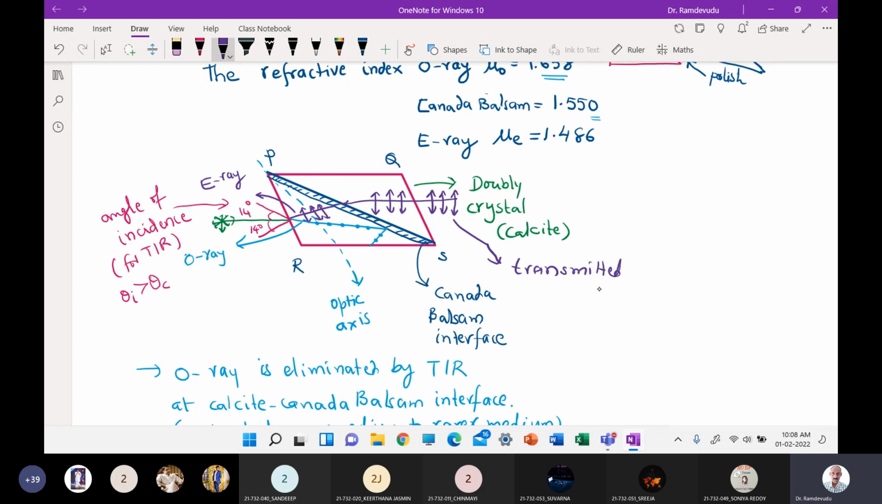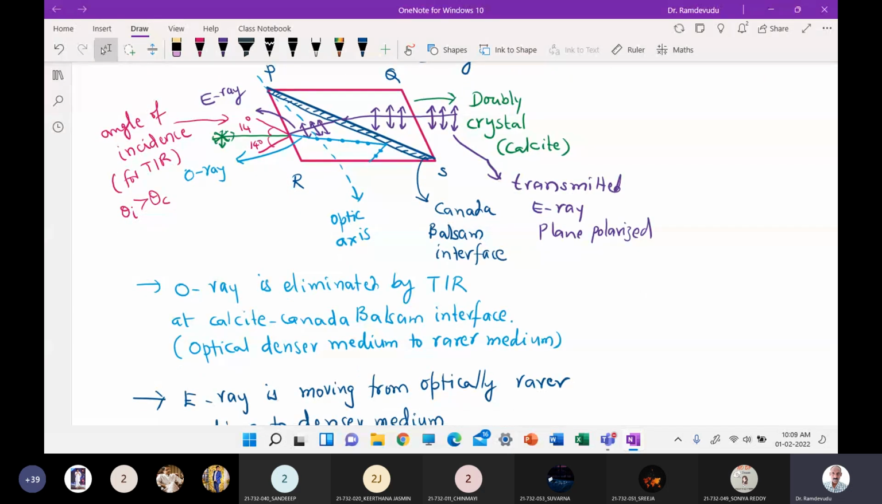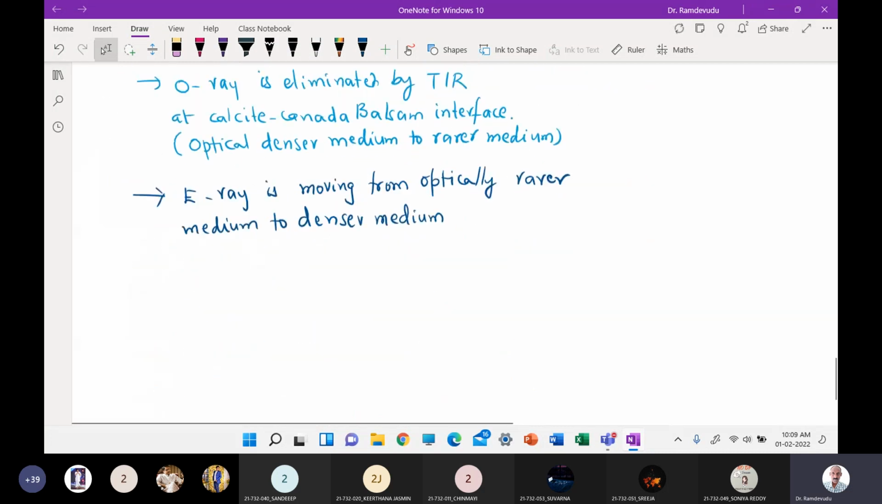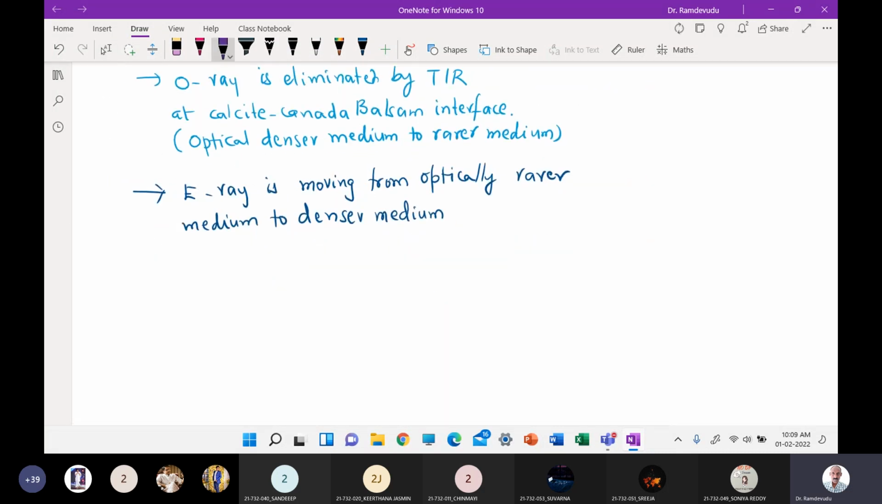So the transmitted E ray is plane polarized. Therefore, the Nicol prism eliminates the O ray and allows the E ray to transmit through the Canada balsam interface, and it will only come out of the next surface QS, which is parallel to the incident one PR. Thereby, we will get a plane polarized light. That's why the Nicol prism acts as a polarizer.